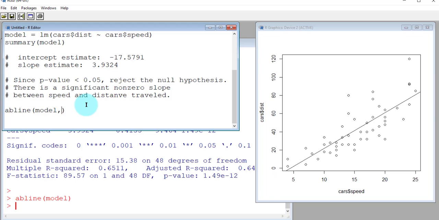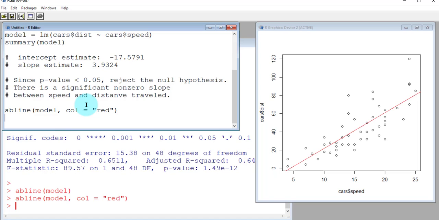And that's pretty fun. And if you like to play around with colors like I do, then maybe you can give that line, the abline, a nice color. I'm going to choose red, and hopefully that looks like what you would expect.